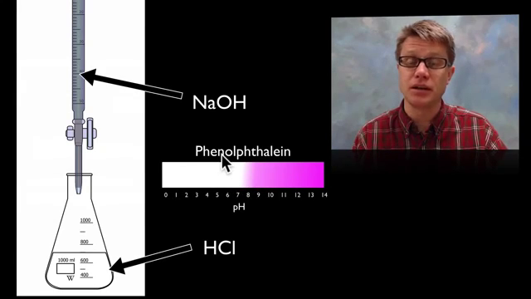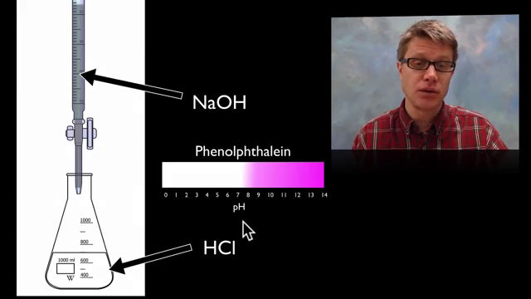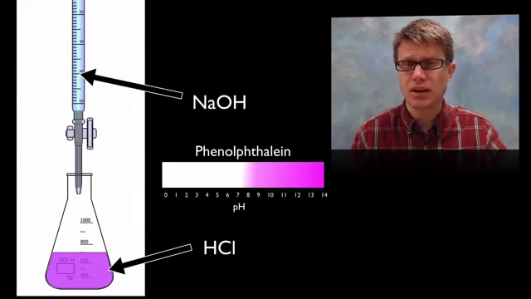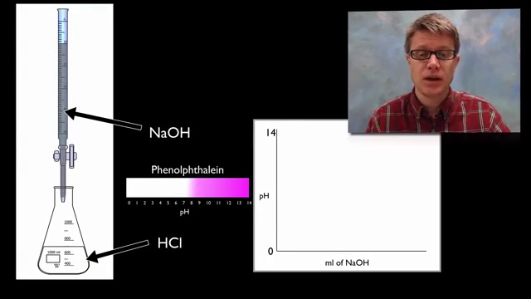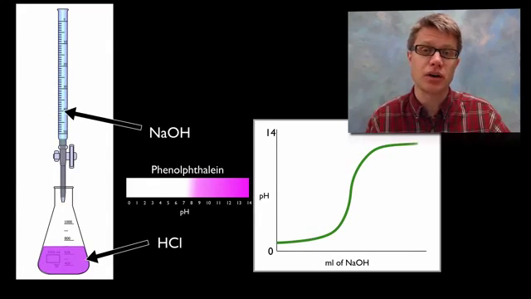We're using phenolphthalein as an indicator. And so if we add some of that sodium hydroxide, eventually it turns pink. So that tells us that at some point it went towards a greater than 7 value. If we were to actually graph the pH over time, it would look something like this when we add a strong base to a strong acid.